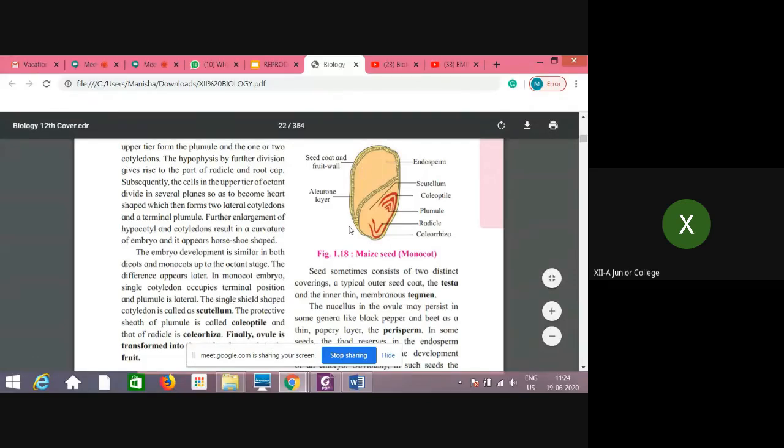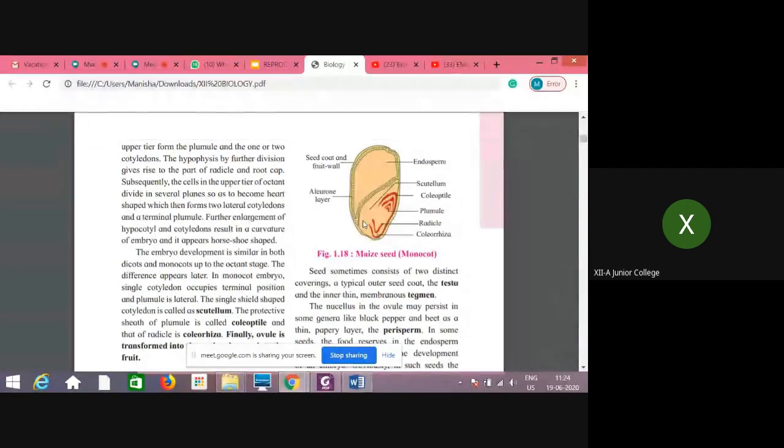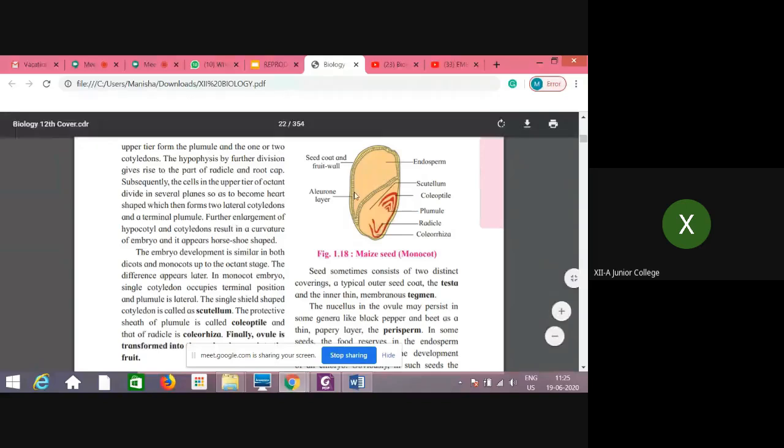Okay, see, maize is the example of monocot. So only a single cotyledon is observed. Now where is that cotyledon? In the monocot embryo, the single cotyledon occupies the terminal position and the plumule is lateral. And this single shield-shaped structure, that is the cotyledon, is called scutellum. This is the cotyledon, and this entire structure is called the endosperm.